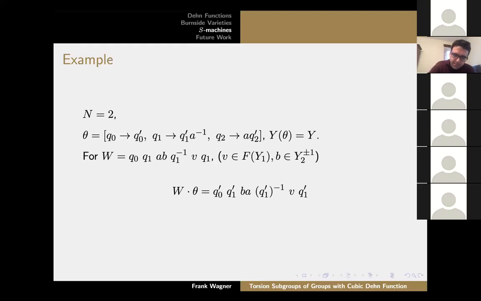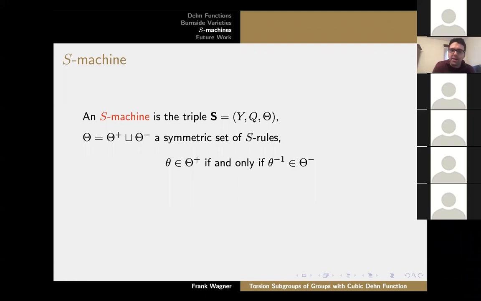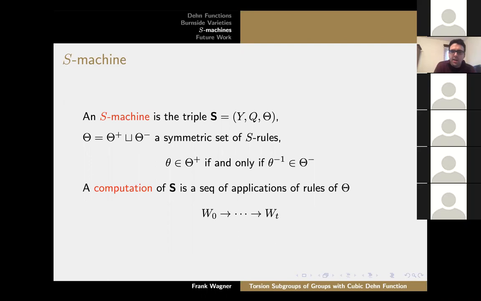Okay. So then an S machine is going to be this triple where we have Y and Q and a bunch of S rules on Y, Q, which is some symmetric set, right? Which we break down as the disjoint union of the positive rules and the negative rules, where we just randomly pick which ones are positive, and their inverses should be negative. Okay. And then a computation in this is going to be some sequence of applications, as you would expect.